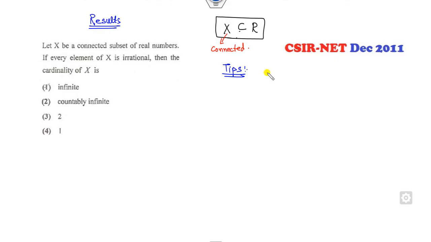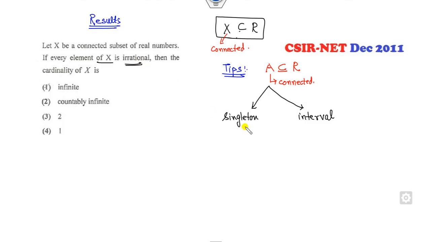Now, what is the tip for you? If A is a subset of R which is connected, then the only nature of this A is either it is a singleton or it is an interval. Those are the only properties of this A. If every element of X is irrational, it means it is not a singleton. That means it is either an open interval or a closed interval.